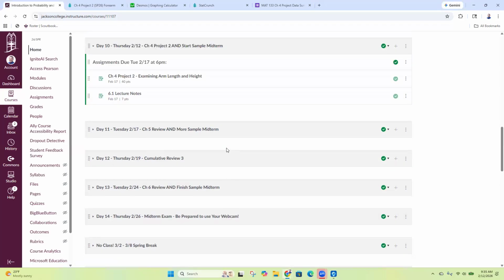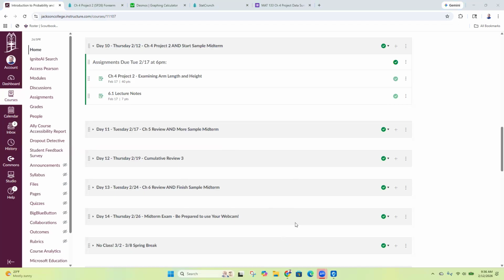Okay, so that's the sample midterm. And the sample midterm is a worksheet. So it's different from the actual midterm. The actual midterm is the test that you're going to be taking on the 26th. So let's talk about the midterm. I'm going to be sending out some information about the midterm. I haven't sent it out yet, but let's talk a little bit about the midterm.